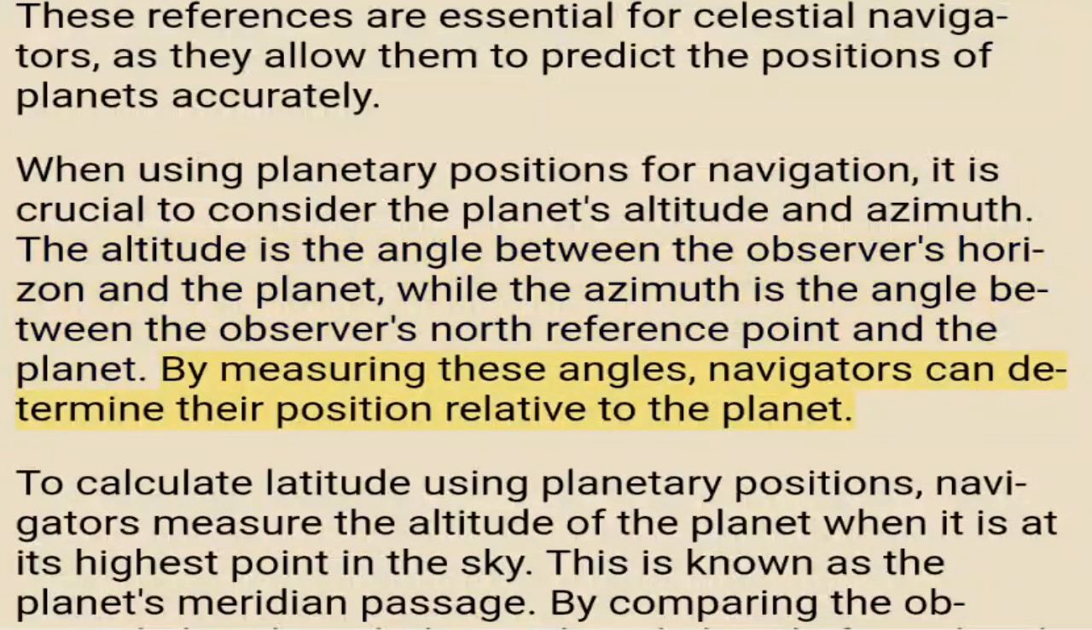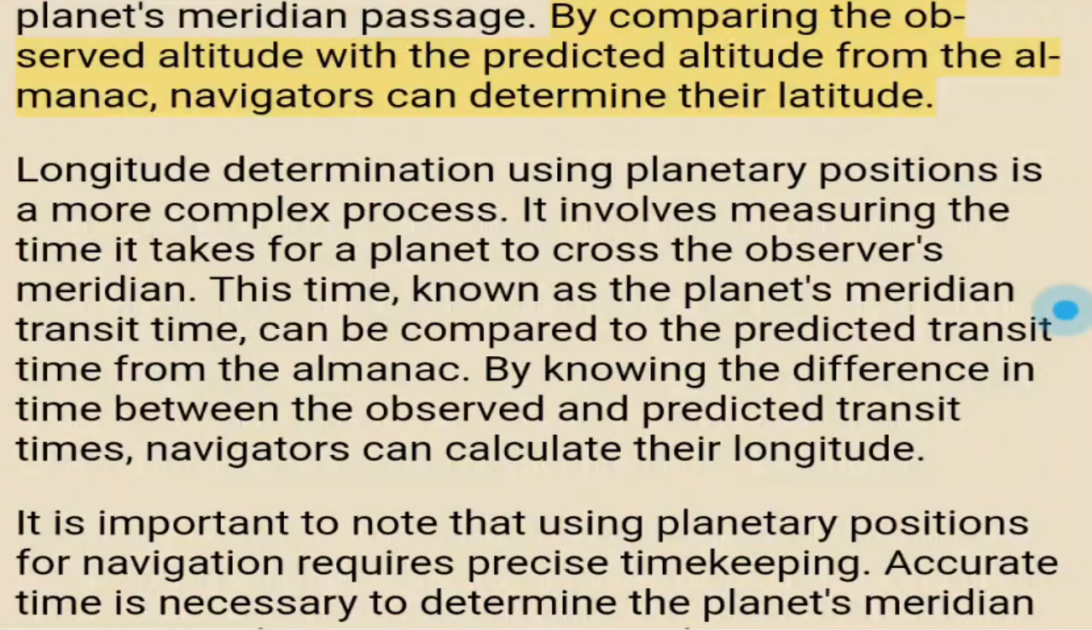By measuring these angles, navigators can determine their position relative to the planet. To calculate latitude using planetary positions, navigators measure the altitude of the planet when it is at its highest point in the sky. This is known as the planet's meridian passage. By comparing the observed altitude with the predicted altitude from the almanac, navigators can determine their latitude.